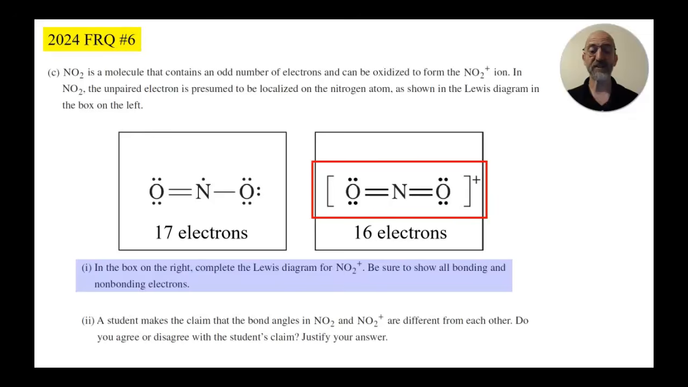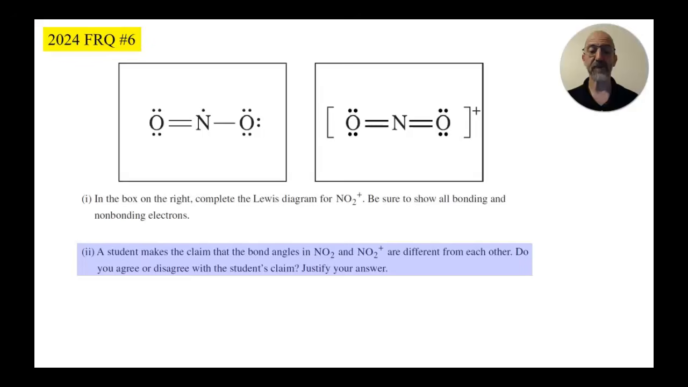All right, now we have a follow-up question based on this Lewis diagram. You'll notice that these are slightly different from each other, and it says a student makes the claim that the bond angles in the NO2 molecule, which is on the left, and the NO2 plus ion, which is on the right, that these bond angles are different. Now, do you agree or disagree with the student's claim? Justify your answer. You do not get a point on the AP Chemistry exam for simply flipping a coin and saying agree or disagree. If you get the correct agree or disagree, but you don't justify your answer correctly, then you would lose the point for that question. So here we have justify your answer.